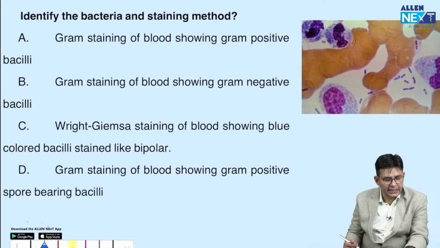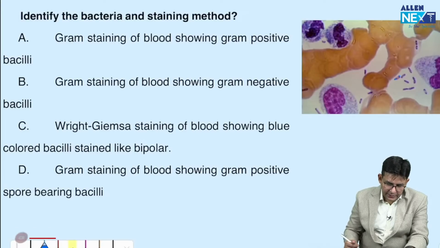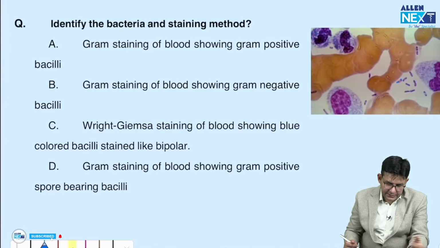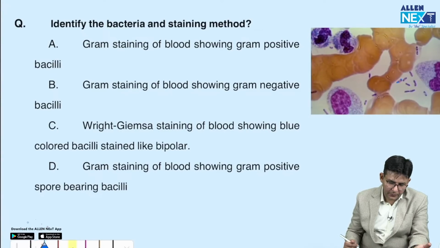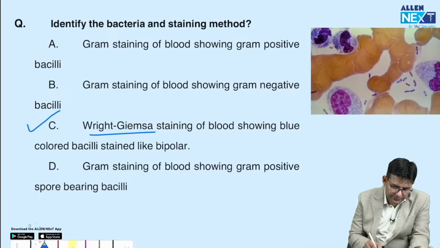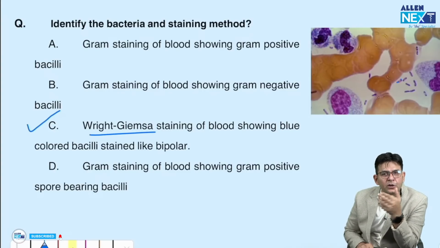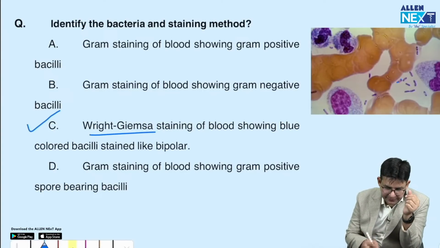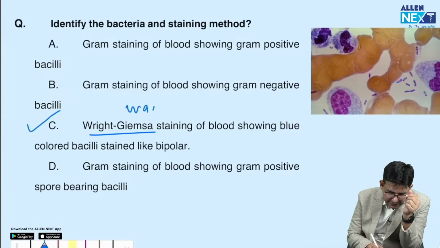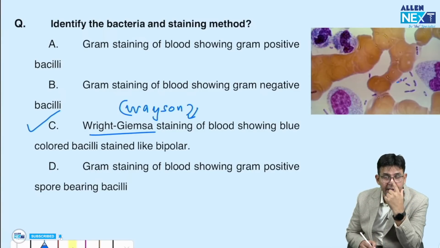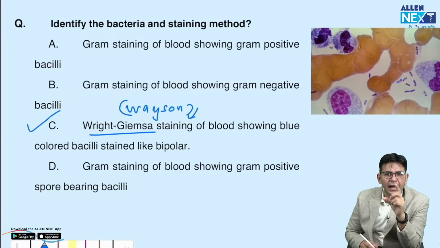A, B, C, D. Bipolar staining. Answer is C, Giemsa stain. So you can stain Yersinia pestis by Giemsa also, and this has come in the NEET PG exam. And along with Giemsa stain, one more stain name you should know, Wayson stain. Wayson staining and Giemsa staining are the characteristic stains done for Yersinia pestis.